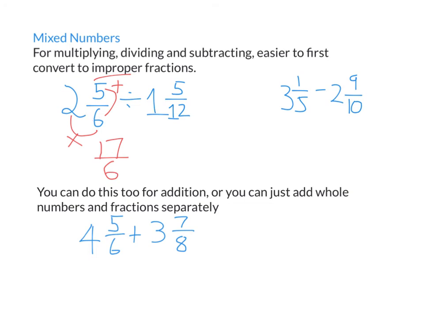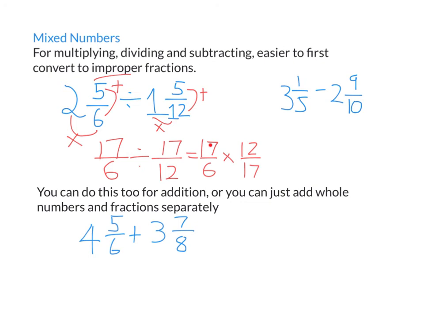Do the same here. We go 1 times 12 is 12, plus 5 is 17. So 17 is the top, but here the denominator was 12. I keep the same denominator. So now that I've converted this number to its improper fraction, this number to an improper fraction, it's just a division like on the previous slide. So I'm going to keep the same first fraction. I'm going to flip the second fraction and make it a times.